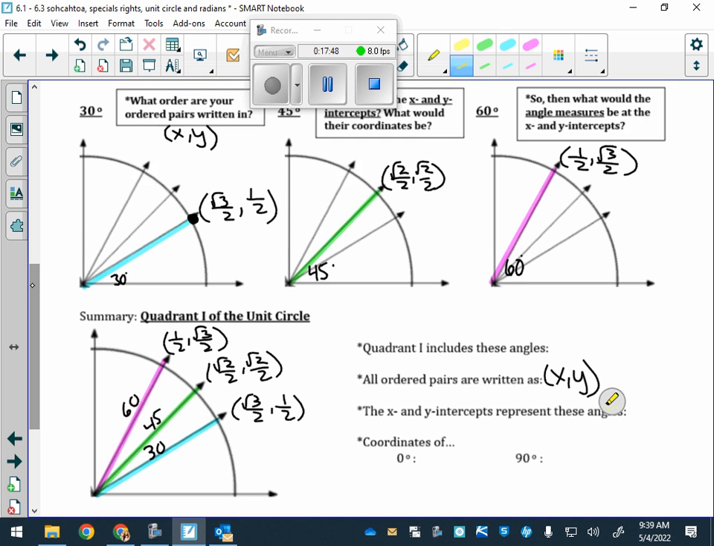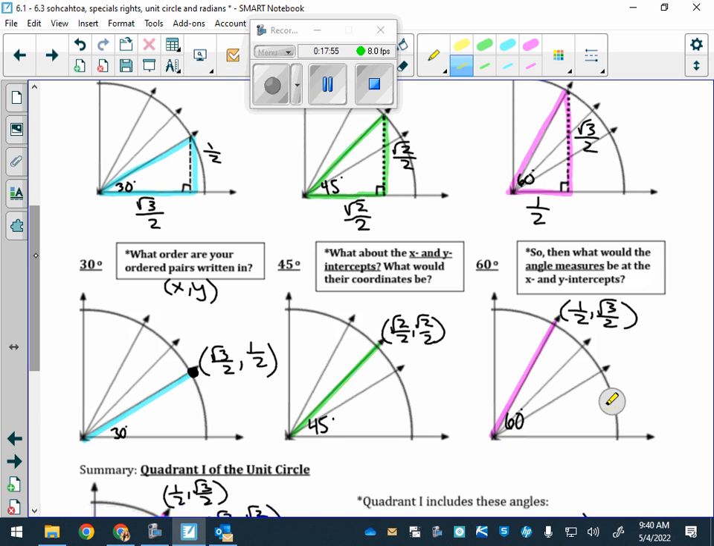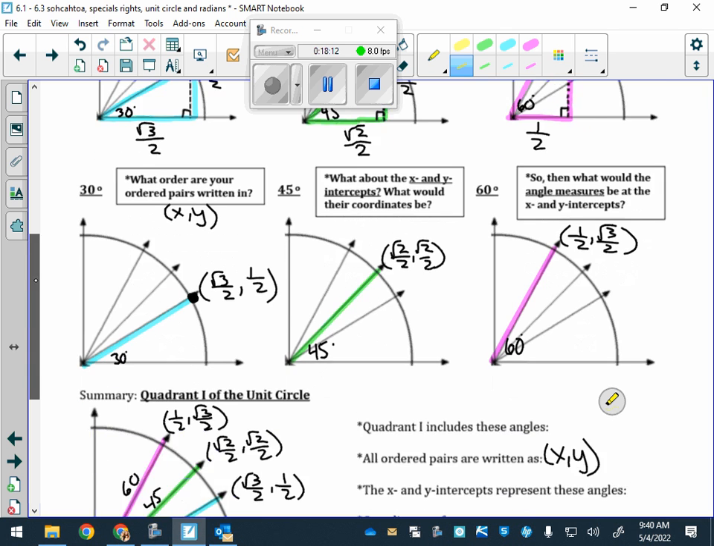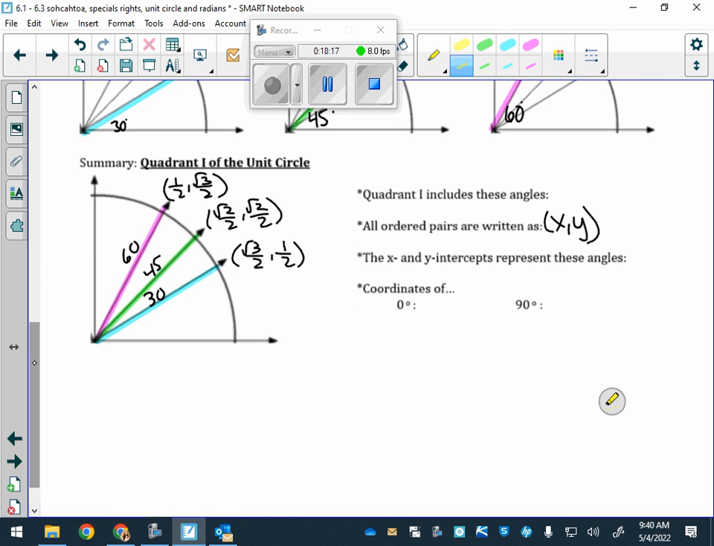Okay, so with ordered pairs, no matter what, it's x and y. Okay, so if we go back to our triangle, horizontal, going across this way is our x values. Up and down is always your vertical. So x, y. Okay, right? I was just explaining to her. Okay. So we filled out our 30, 45, and 60.